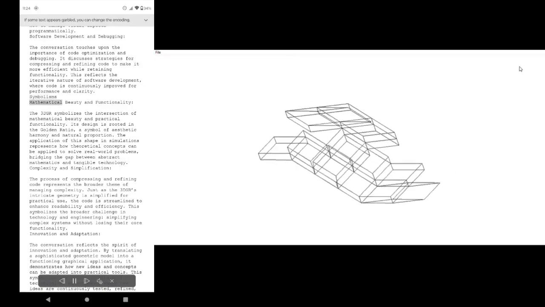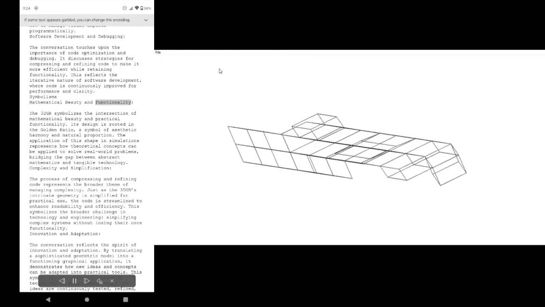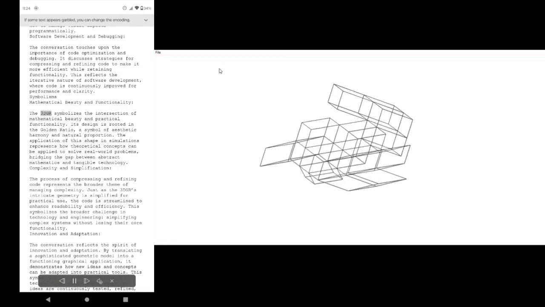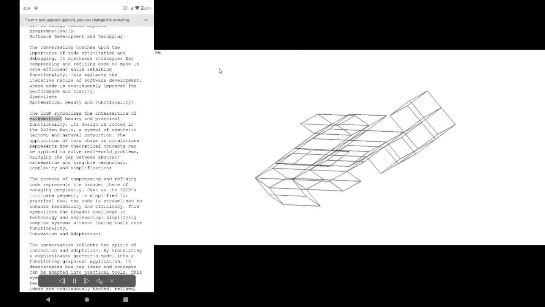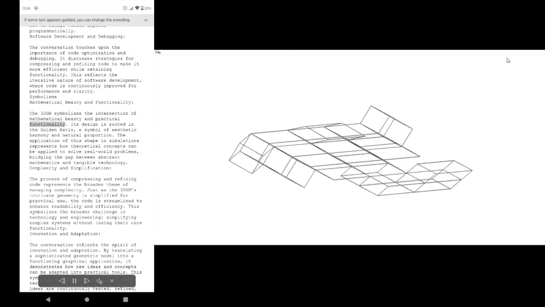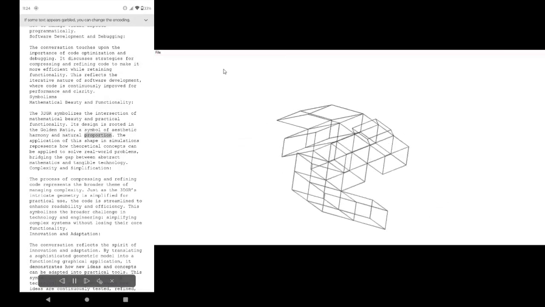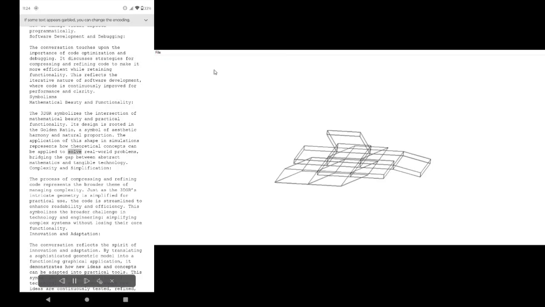Symbolisms. Mathematical beauty and functionality. The 3D jar symbolizes the intersection of mathematical beauty and practical functionality. Its design is rooted in the golden ratio, a symbol of aesthetic harmony and natural proportion. The application of this shape in simulations represents how theoretical concepts can be applied to solve real-world problems, bridging the gap between abstract mathematics and tangible technology.